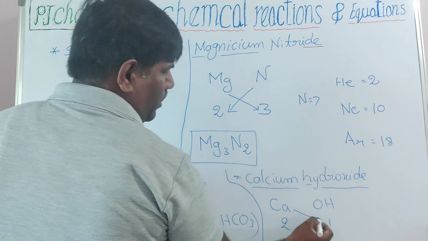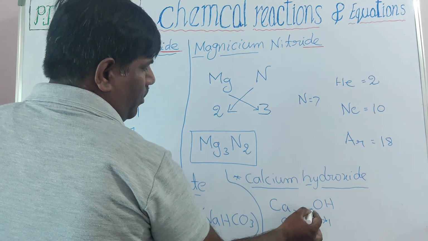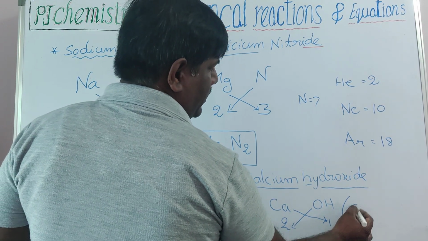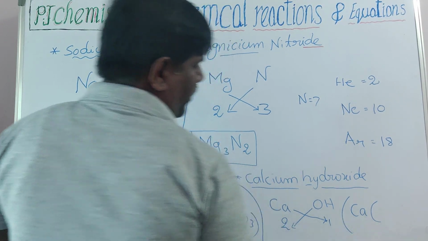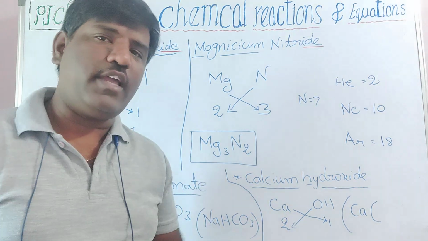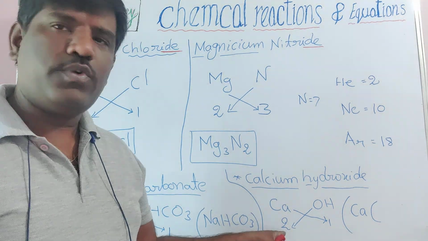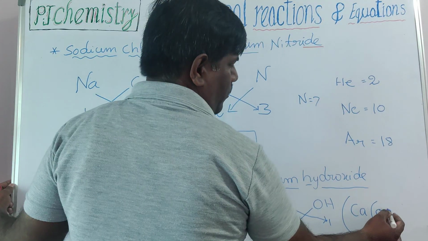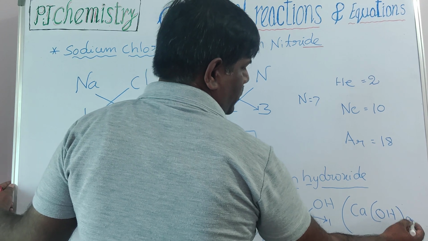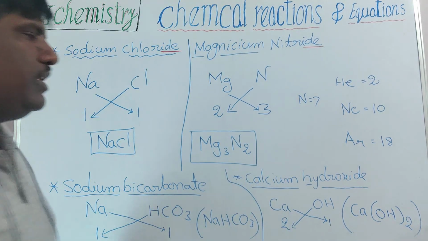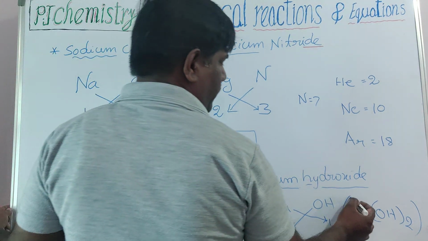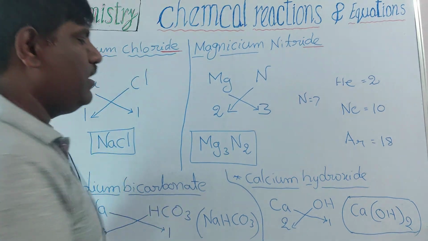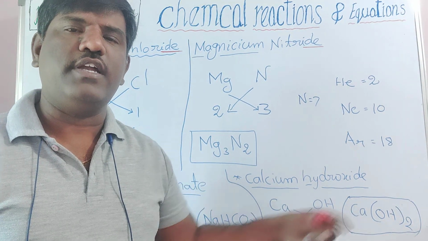Now cross multiply. Calcium 1 time, OH 2 times. Calcium hydroxide: Ca. When polyatomic ions are there more than 1 time, we should put them in brackets, OH twice. This is the formula for calcium hydroxide: Ca(OH)2.